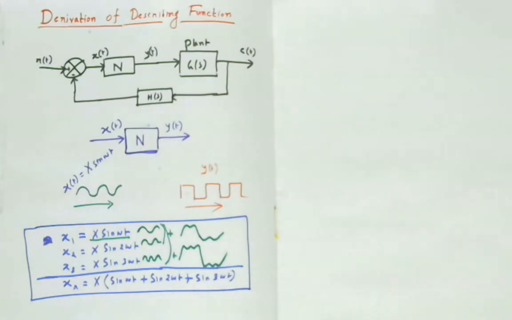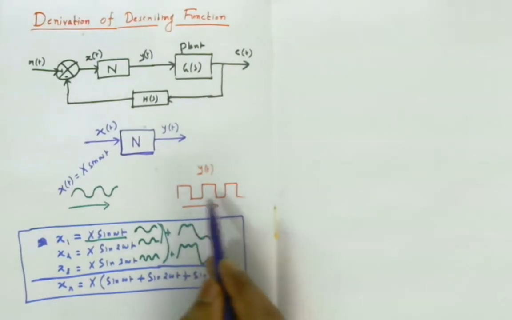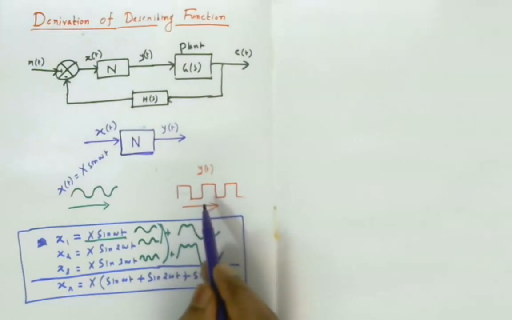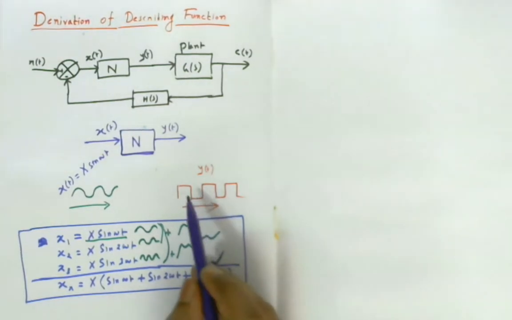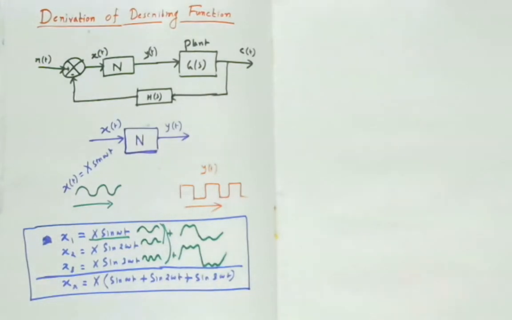This concept of the square waveform is basically used to find the describing function by applying Fourier series. Why should we use Fourier series? If you apply Fourier series to the square waveform, then you will have the fundamental component as well as the harmonic components.